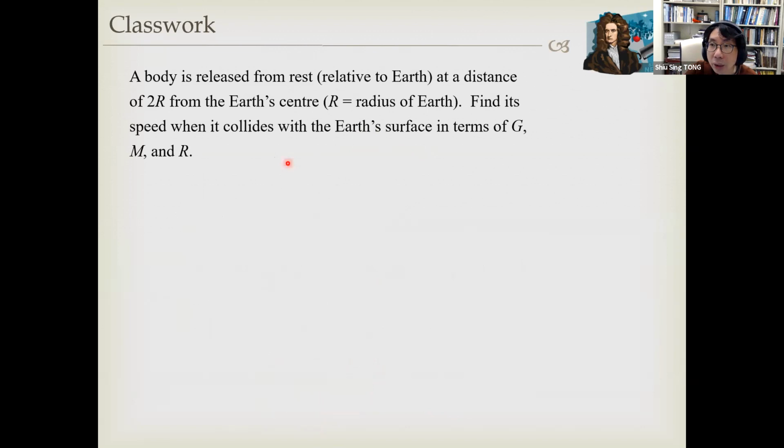So that is a quick review, just a quick classwork, just to wake you up. Suppose the body is released from a distance 2R from the center of the Earth, where R is of course the Earth radius. So find its speed when it collides with the Earth's surface in terms of GM and R. Just a very quick question. You should be able to do it in 2 minutes. Why not try to do it now? Okay.